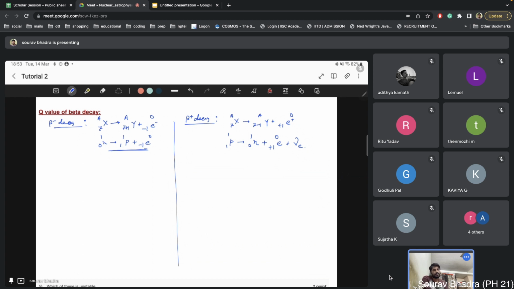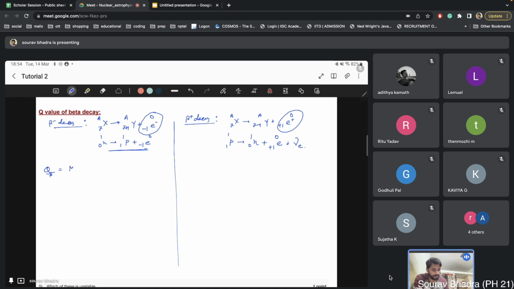So beta minus decay is actually a release of an electron, and beta plus is actually a release of a positron. Okay, as the positron has positive charge, that's why it is called beta plus, and the electron has negative charge, so it is beta minus. Okay, so we will calculate the Q value of beta minus.